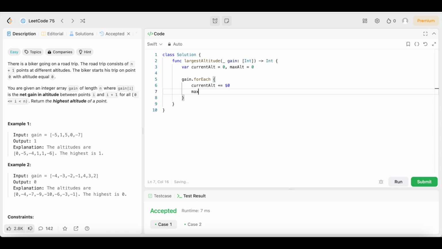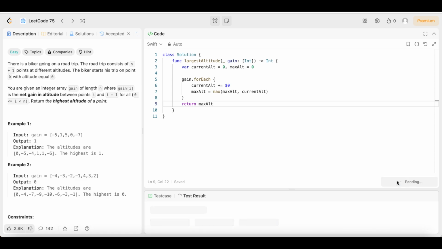Then we're going to come down here and say max equals max of max comma current, and that's going to give us the highest altitude that we reached. Then we're going to say return max. And that's all, folks. That's all she wrote. Let's run it and see what happens.